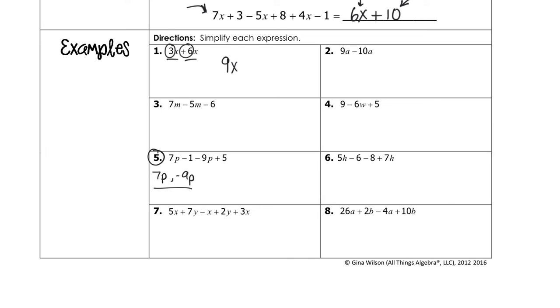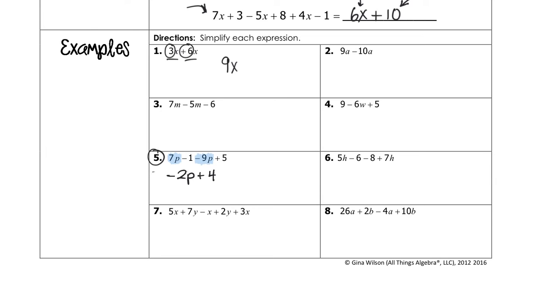The way that teachers generally will show this is they'll get you to take out a highlighter and highlight the common terms, so 7p and negative 9p. Just make sure you're including the sign that is in front of the number. A very common mistake is people just like to use the number and don't use the operation in front. So that's an important thing. 7p minus 9p is negative 2p, and then negative 1 plus 5 is positive 4.